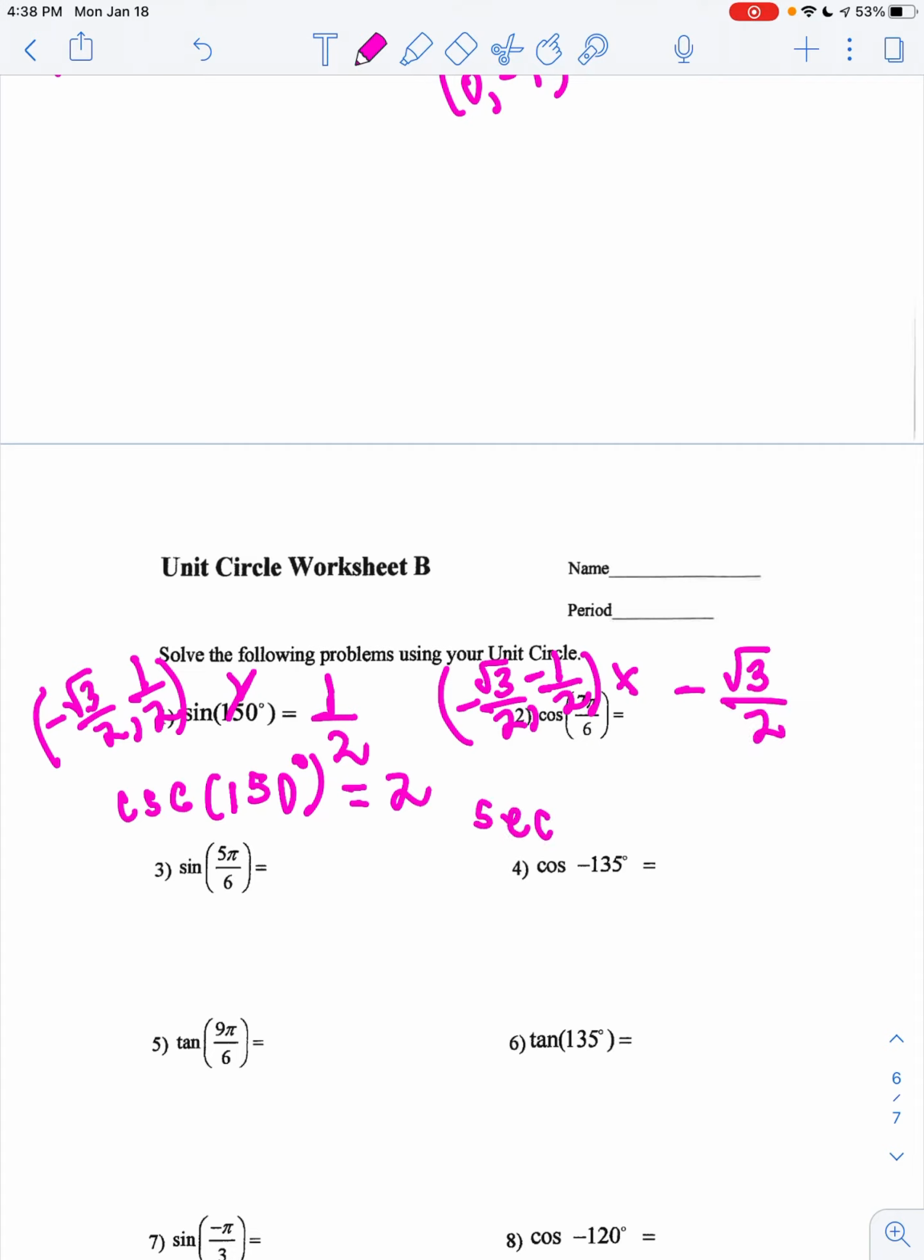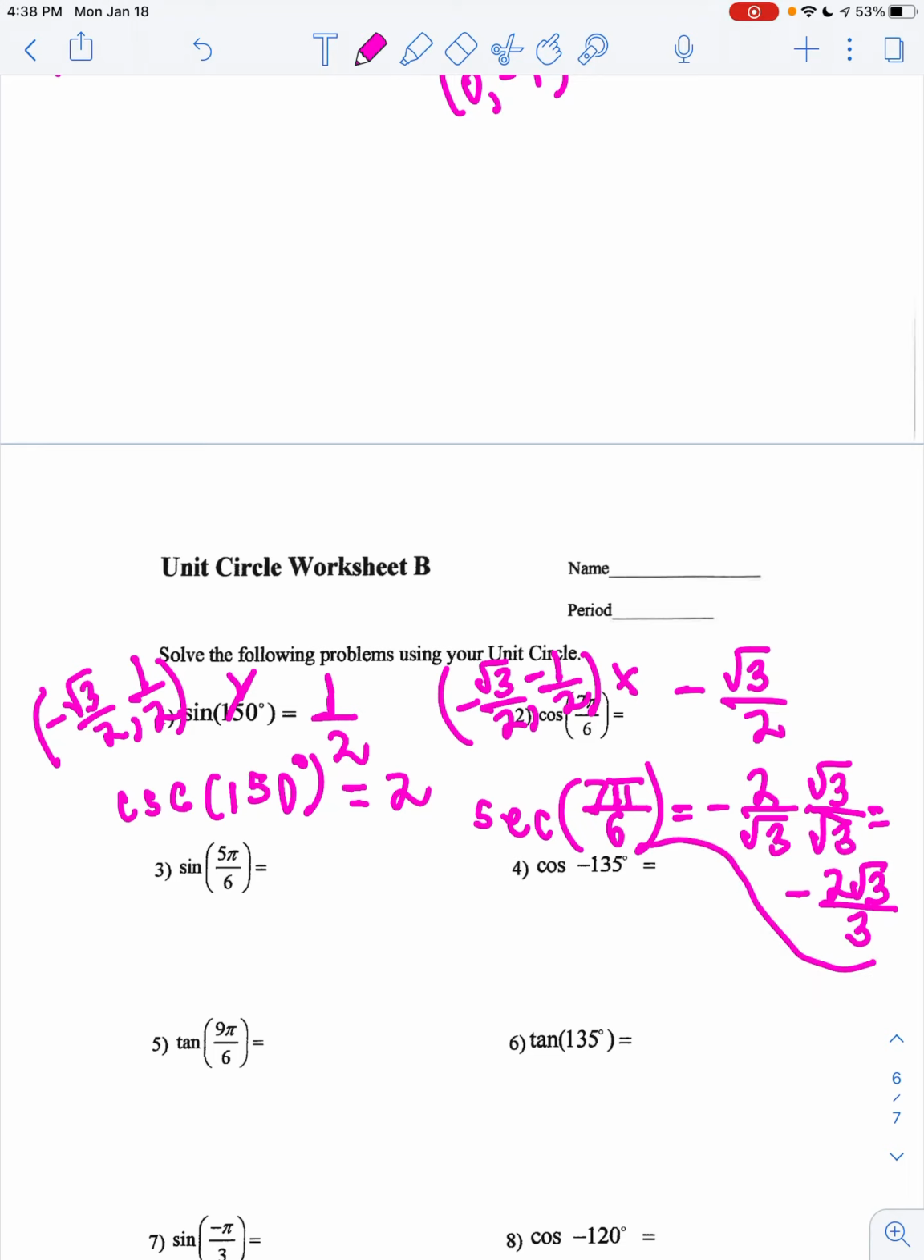If they had said, what's the secant of 7 pi over 6, you would have to take the reciprocal and you would get to rationalize it. And that would really mean negative 2 square root of 3 over 3. Again, I'm trying to show you some extra things here to help you understand.